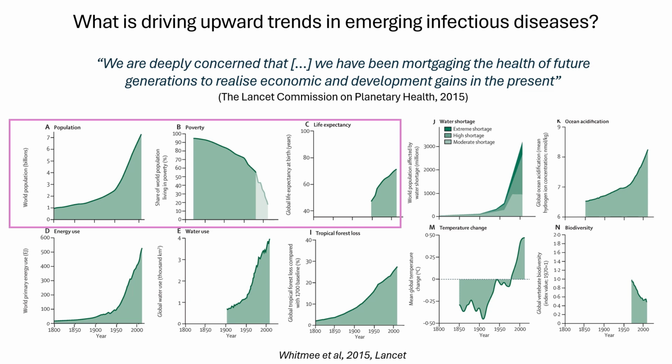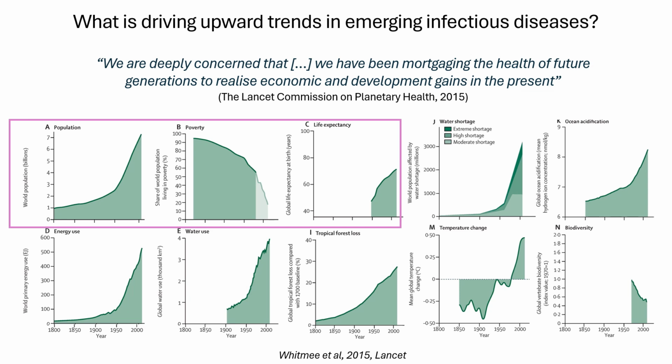Over the last decade or so, I think there's been an increasing understanding of the role of escalating anthropogenic impacts on the environment on many, many different dimensions of health. There was a fantastic report by the Lancet Commission on Planetary Health, published in 2015, that in some ways established the idea of planetary health, and included this great quote, which I really like: we are deeply concerned that we have been mortgaging the health of future generations to realize economic and development gains in the present.